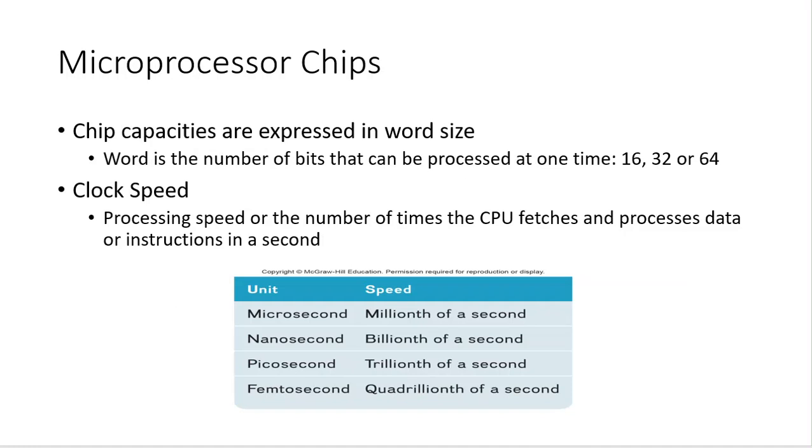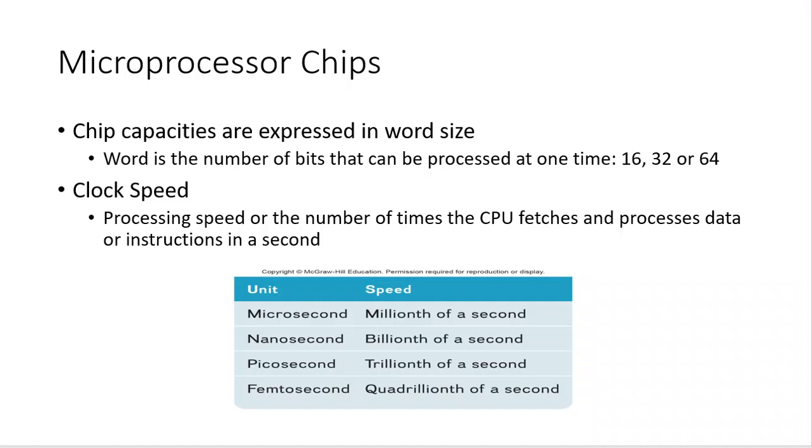Microprocessor chips. Chip capacities are expressed in word size. Word is the number of bits that can be processed at one time. So it is either 16, 32 or 64.